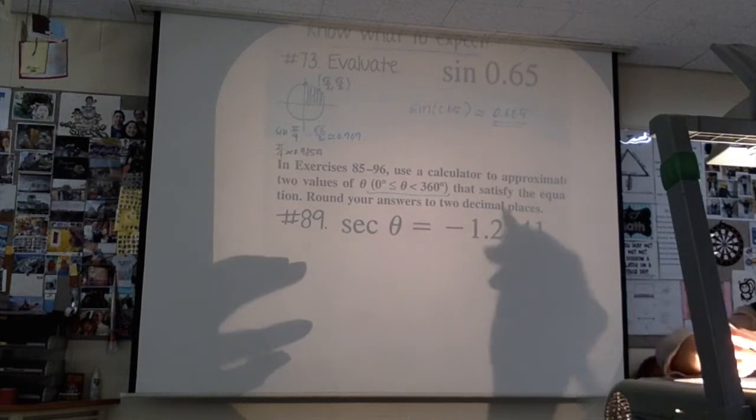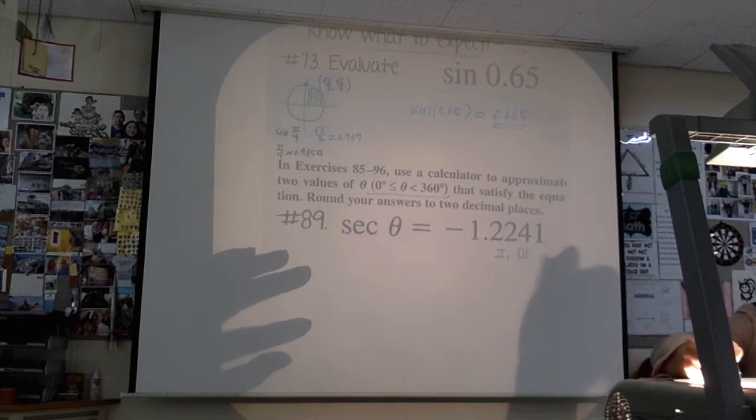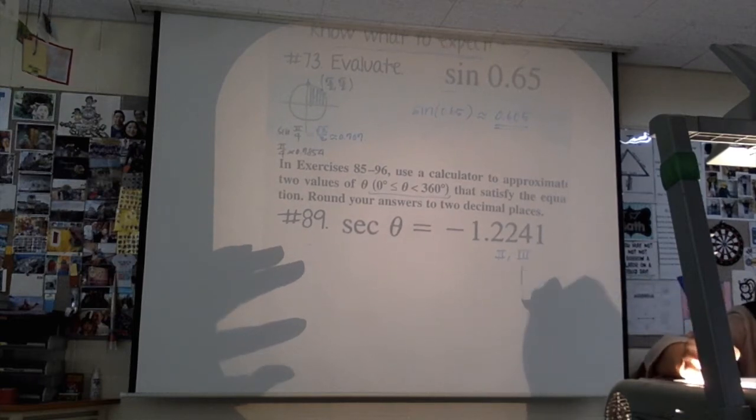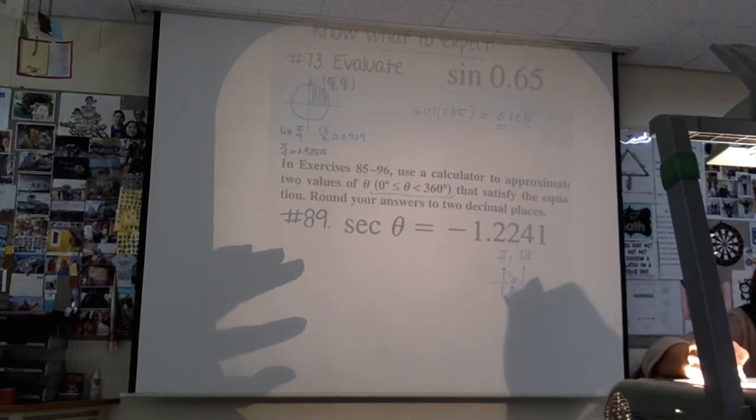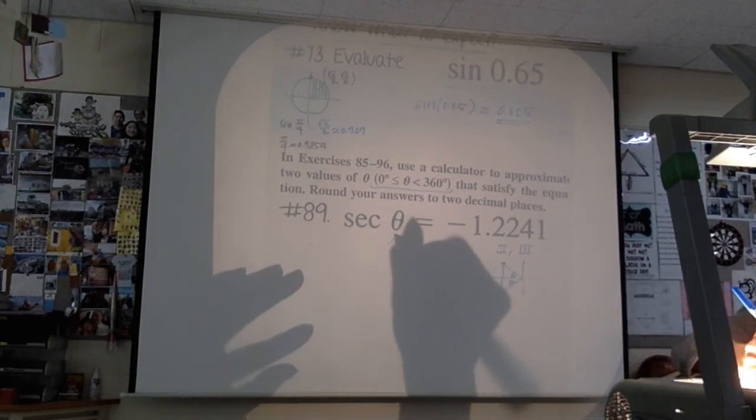We have a secant that's negative. Secant is negative where? You got it. Second quadrant and third quadrant. So you know you should expect something like this. The theta is equal here and here. So you see how these values are related. But our goal is to find the angle measurement of theta.